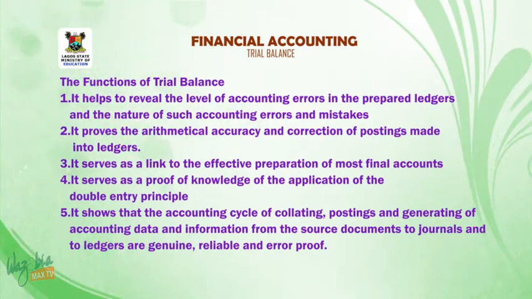Number 5, it shows that the accounting cycle of collating, postings, and generating of accounting data and information from the source documents to journals and to ledgers are genuine, reliable, and error-proof.